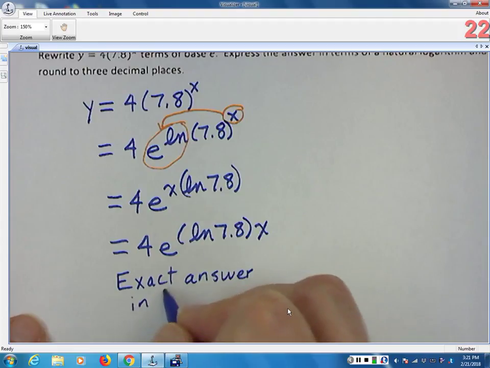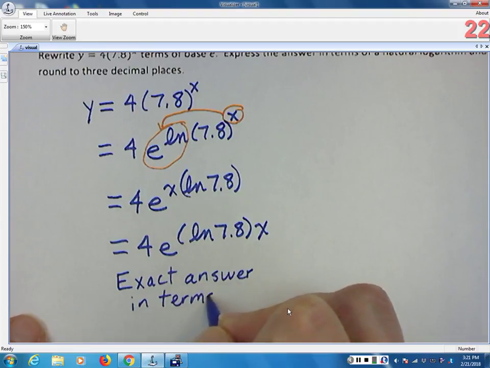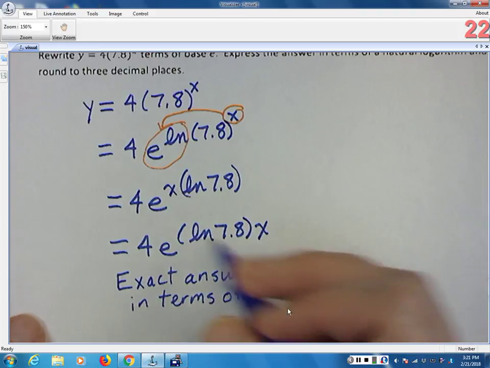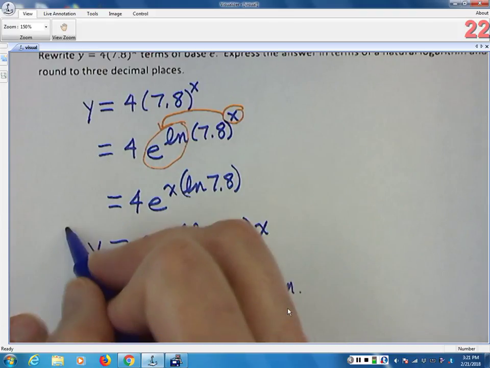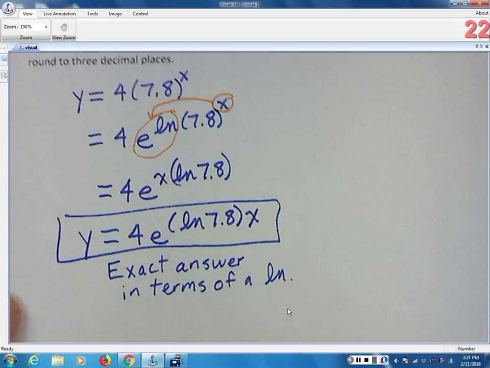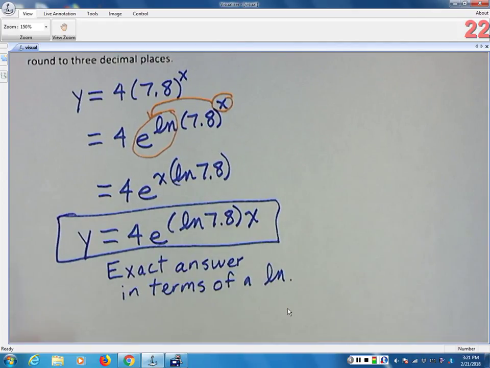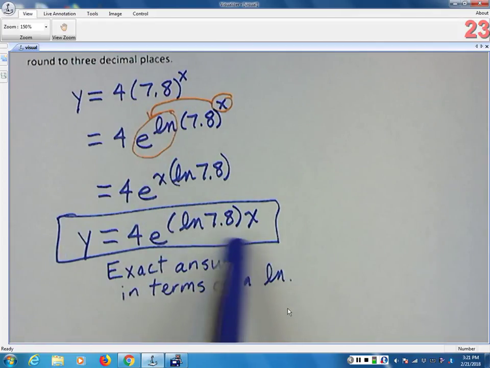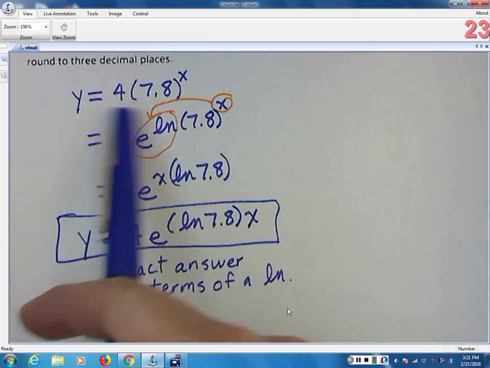And this is the exact answer in terms of a natural log. This is y equals, this is the exact answer. And we will never get a number for an answer here. We're just changing the looks of an equation to be e to the something instead of 7.8 to the something.